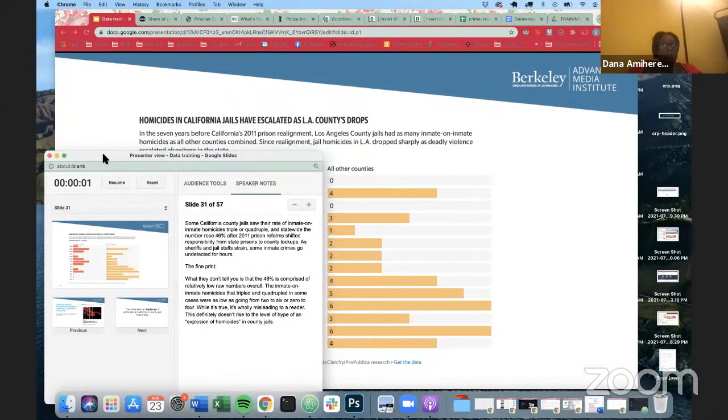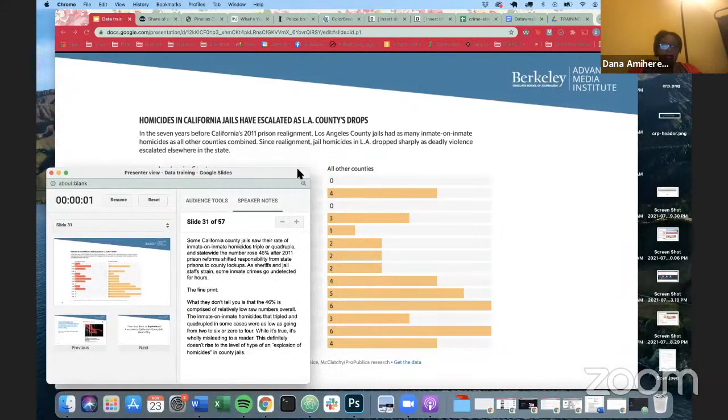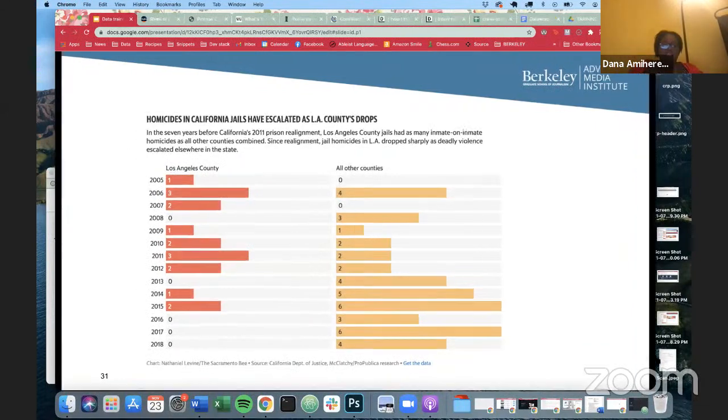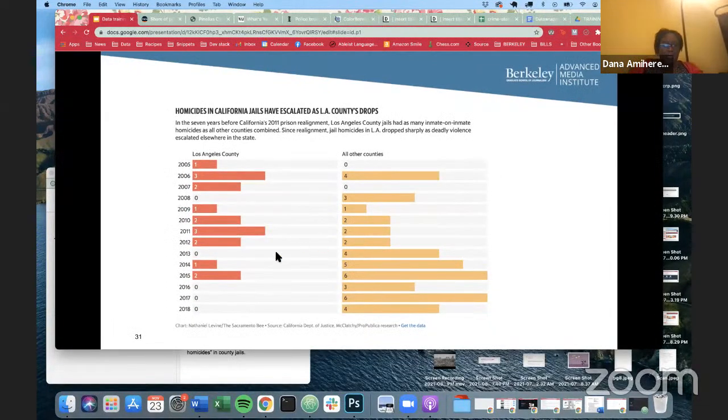So what they don't tell you, and what I'll point out in a second, is that the 46% is really comprised of some very small numbers. So the reason that you're seeing triple and quadruple, even though that sounds really bad, is that you're looking at relatively small numbers. You see right here, you've got 2 to 6, that's your triple. So 2 times 3 is 6. And then here where you've got 0 to 4, that's your quadruple. And then these numbers in your bar are your totals.